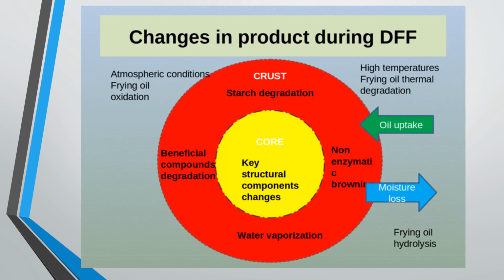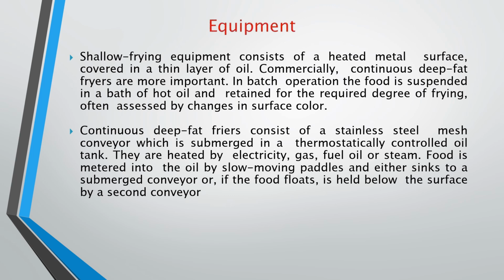This picture shows the changes in product during deep fat frying. Here this indicates the crust formation and this is the center part. This shows the oil uptake and we have oil uptake and moisture loss. Non-enzymatic browning will be taking place, water vaporization, beneficial compound degradation and then frying oil hydrolysis. These were some of the changes noticed during the deep fat frying process.